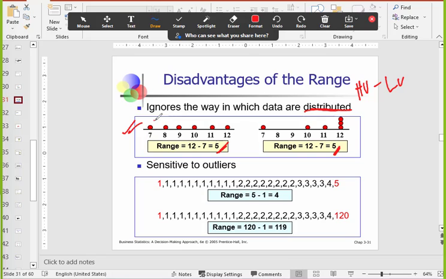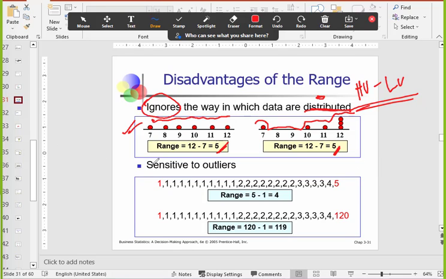But in this case, the data is differently placed, and in this case, the data is differently placed. So range does not care about how the data is distributed, or in other words, how the data is changing, or how the frequency of individual observations is changing. It only cares about what is the highest value and what is the lowest value.